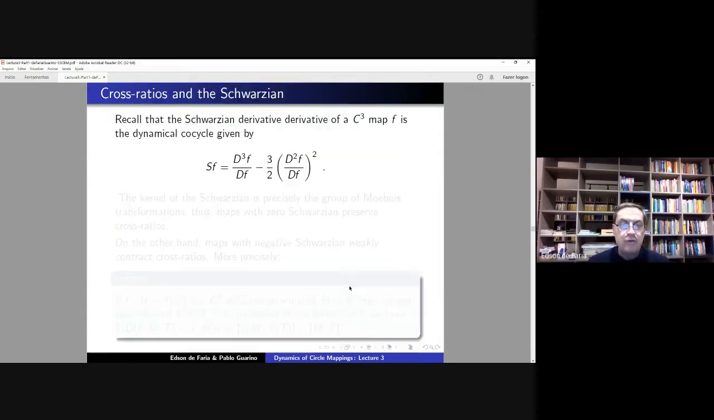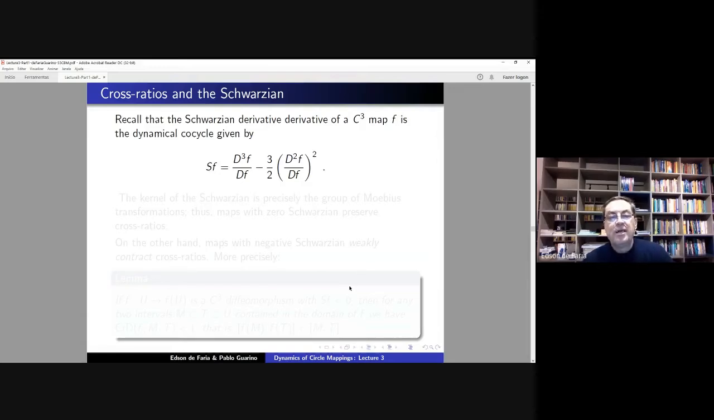So this is a nice chain rule. And there is also a very important connection between cross ratio distortion and the Schwarzian derivative, okay? So the Schwarzian derivative is this funny expression that you see here on the slide.